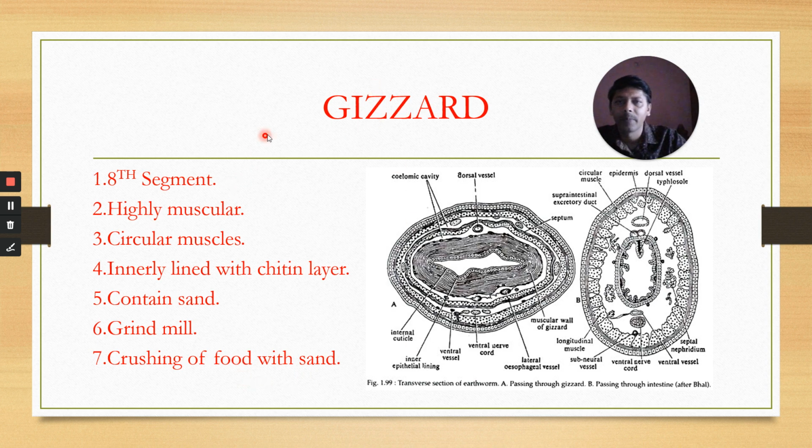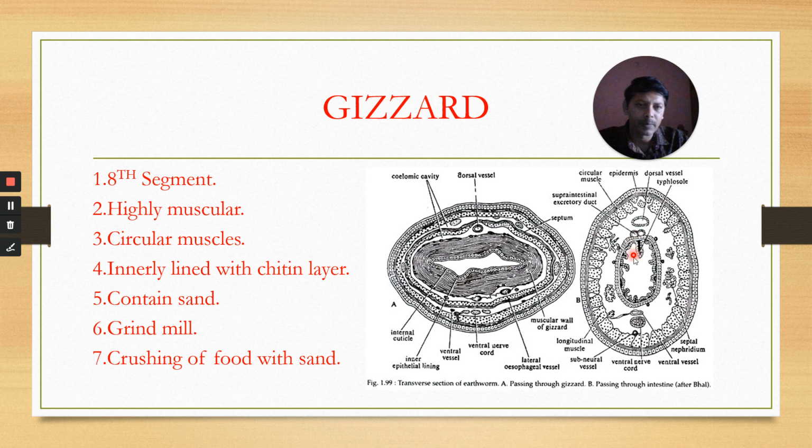Okay, very important part, gizzard. Where is it? In the 8th segment. It is highly muscular. What type of muscles are present here? Circular muscles, and internally there is a chitin layer, and it contains sand. It acts as a grinding mill. The function is crushing of food with sand.